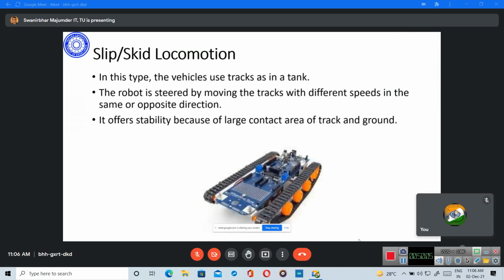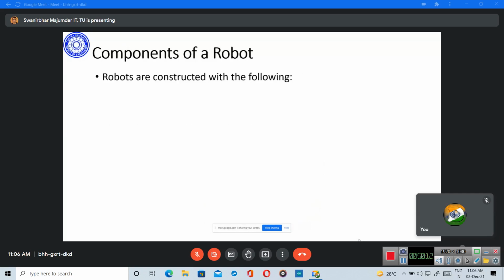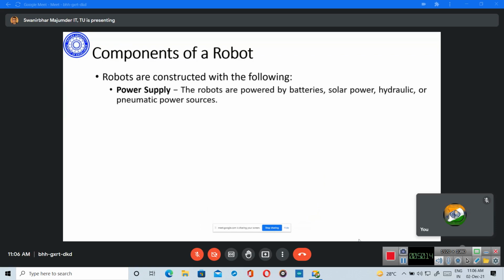So this is the slip and skid locomotion. This I already told, it is a tank-like thing, and you have the different components of robots. Anyway, I'll take up that tomorrow. I'll not be able to take your class. On Tuesday I'll take up. Then I'll stop here because I have.